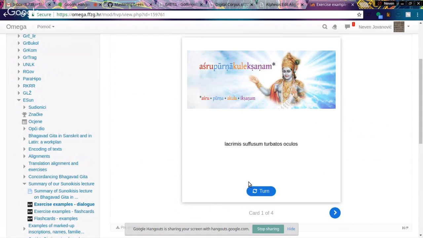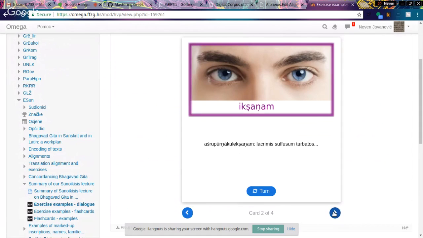So the idea is that here the learner has to test himself or herself. You see something in Sanskrit, then you ask yourself, did I learn it? Can I remember this in Latin? You can do this for an individual word, but here it's much easier because we added an image.